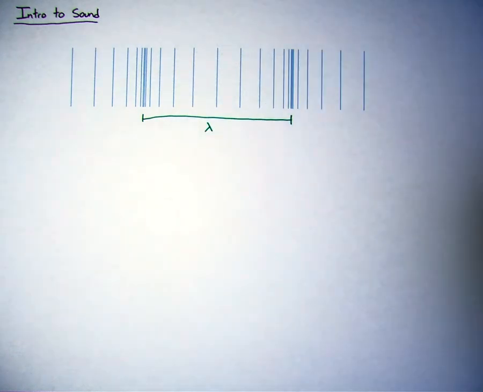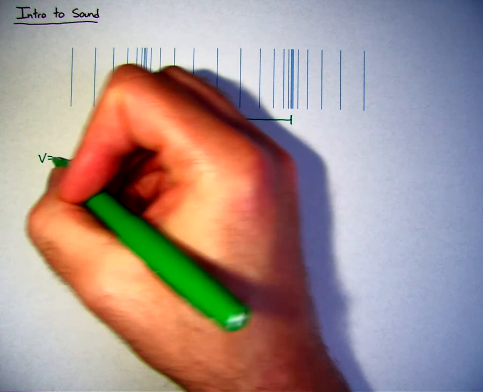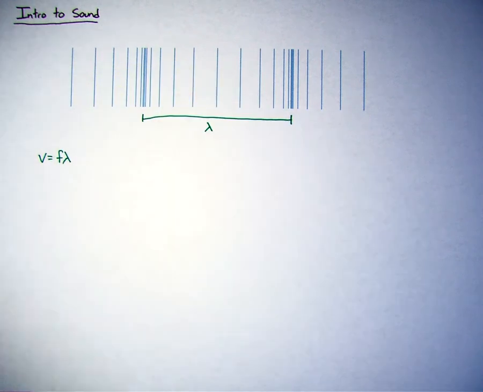That doesn't really change. In fact, the wave equation still holds true for the velocity of a sound wave. So v equals frequency times the wavelength. We'll talk about this a little later on. Before we do that, I wanted to talk to you about how sound is actually created.